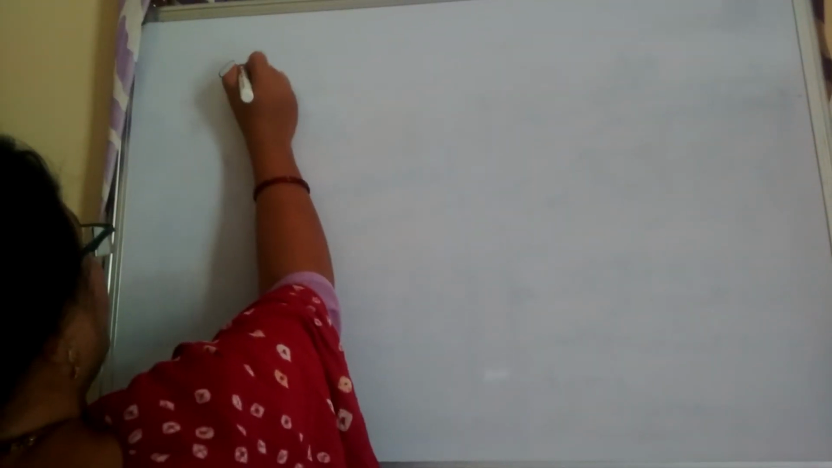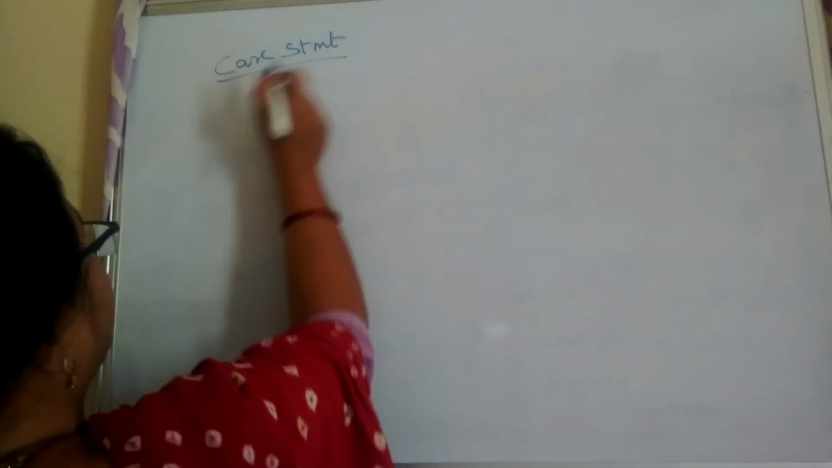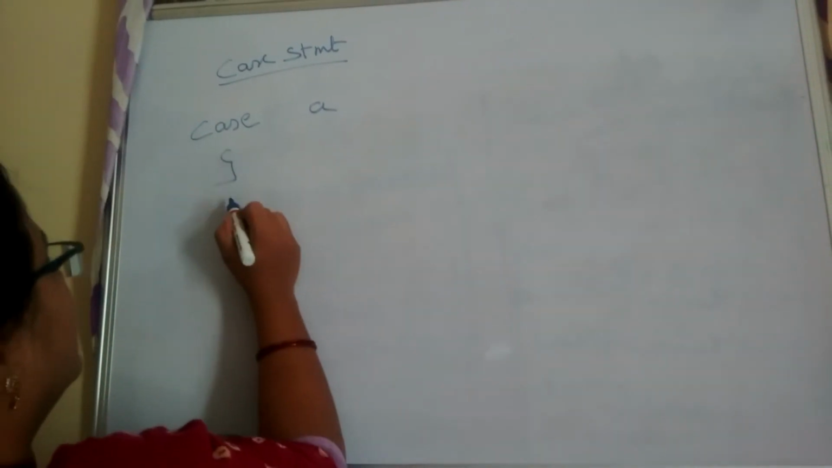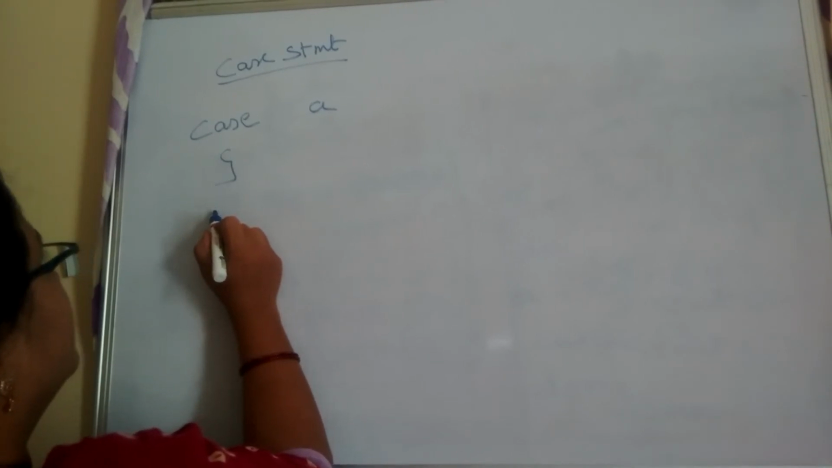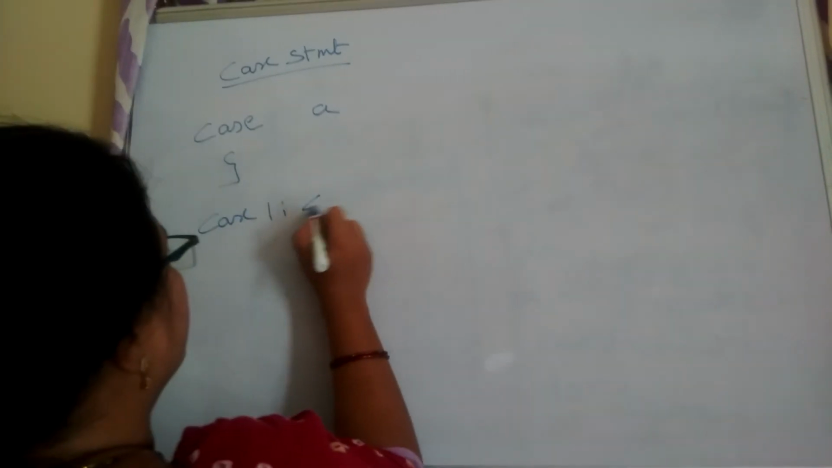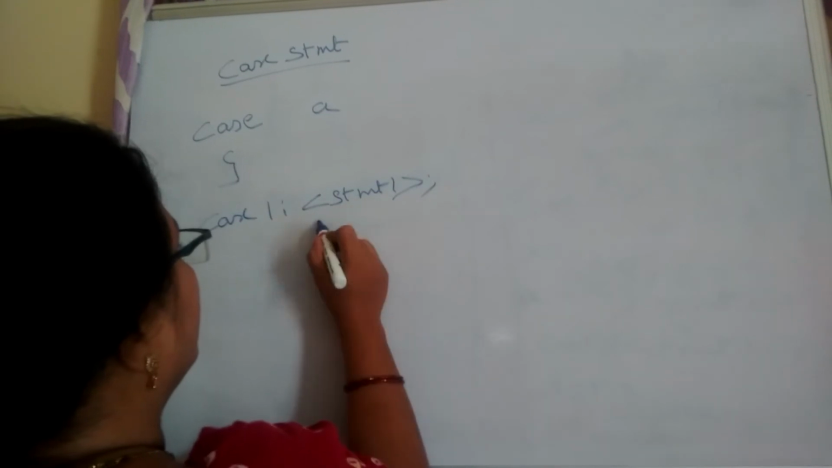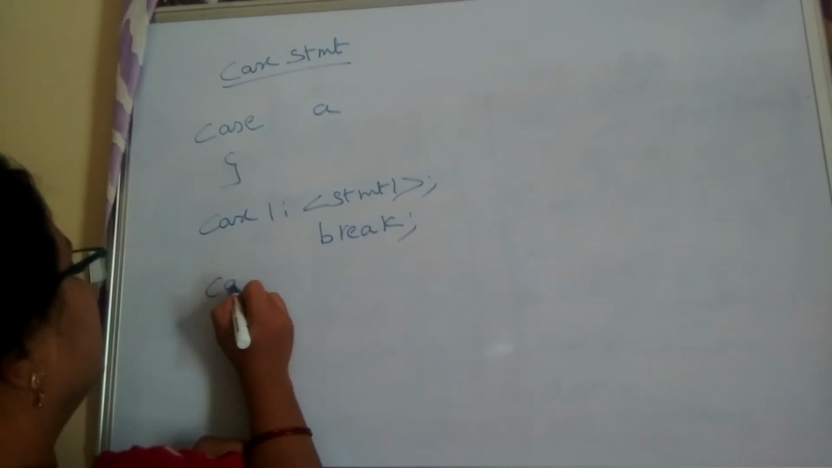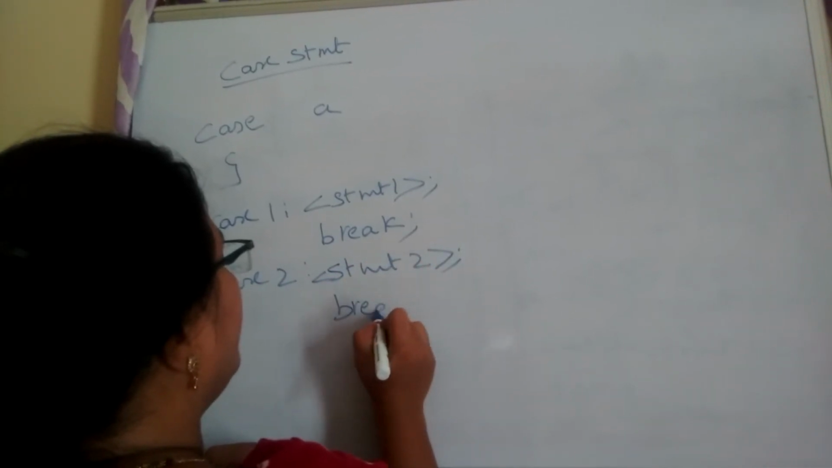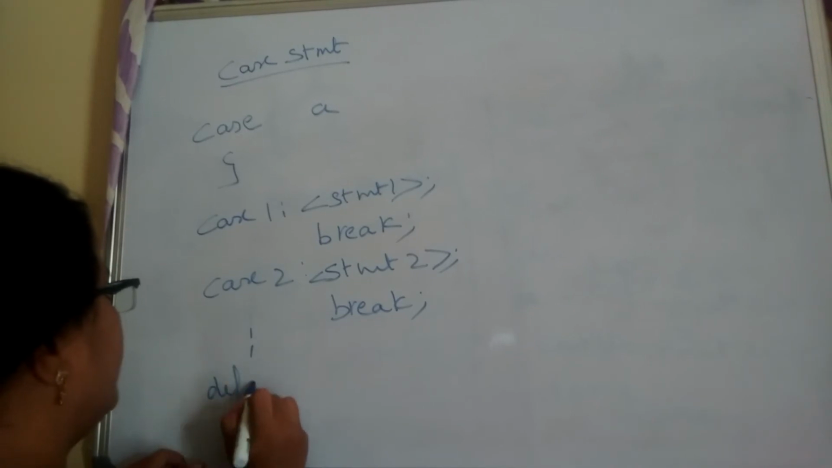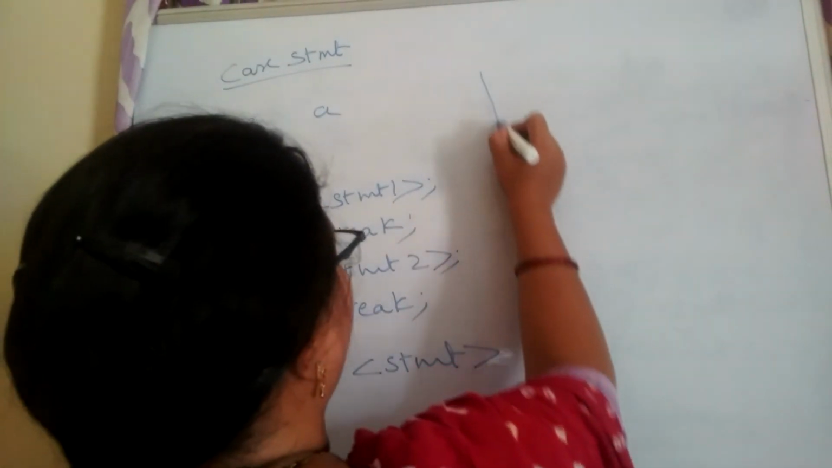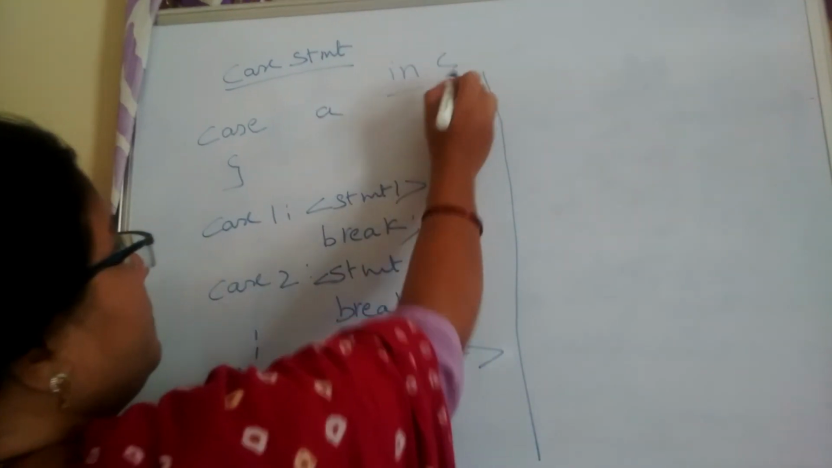So case statement, how does it look in C? switch (a) { case 1: statement 1; break; case 2: statement 2; break; and at the last we have the default case: statement; }. In this way we can see the case statement in C programming language.